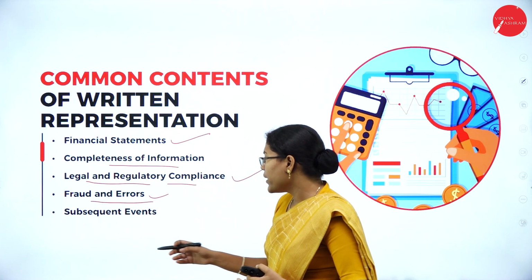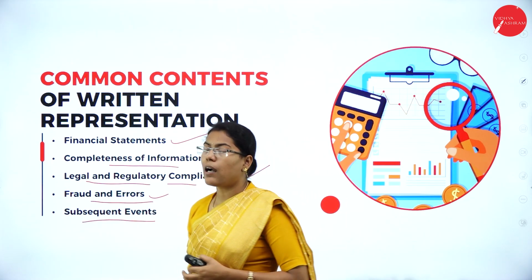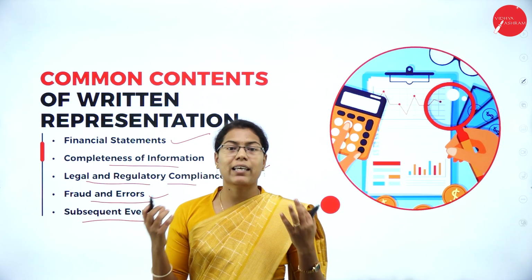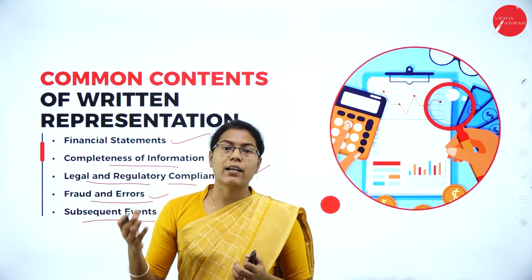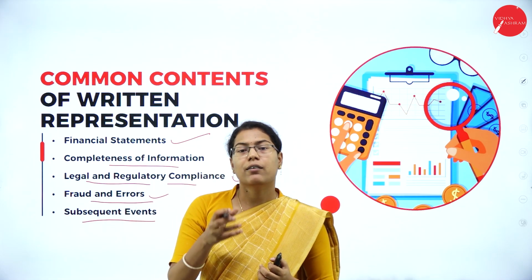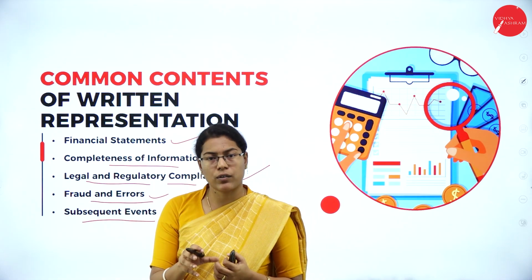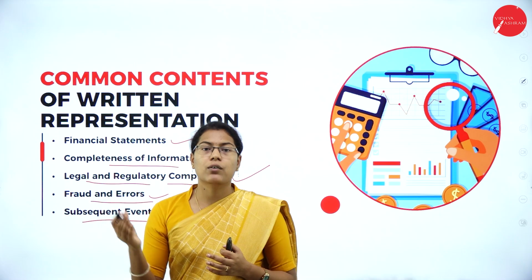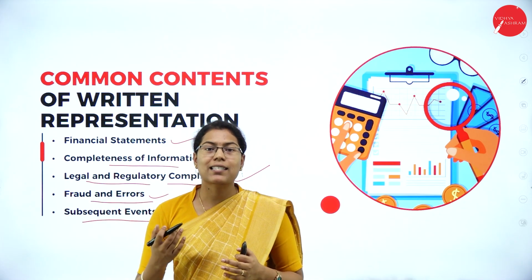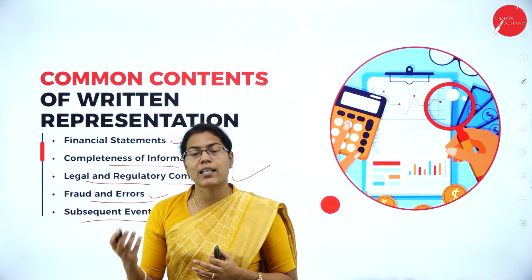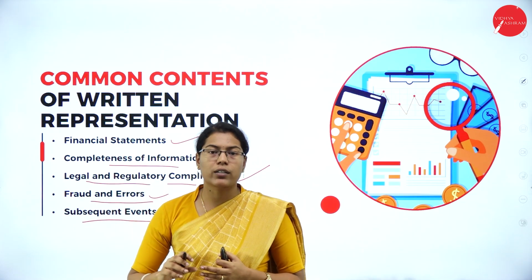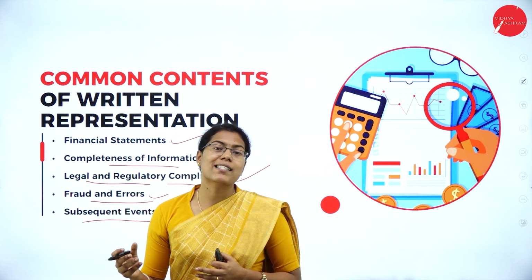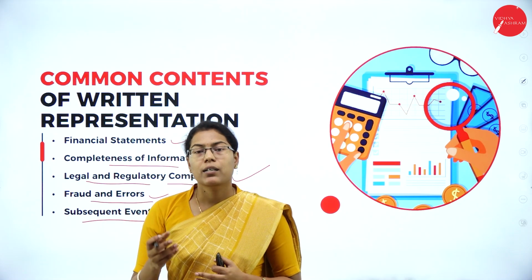Then subsequent events. Say for example, whatever events or transactions have occurred after the balance sheet date and which are going to impact the financial position of that particular business for that particular balance sheet date. They can say that all those events and transactions are shown in the balance sheet properly, or it is shown in the financial statements of the company properly.